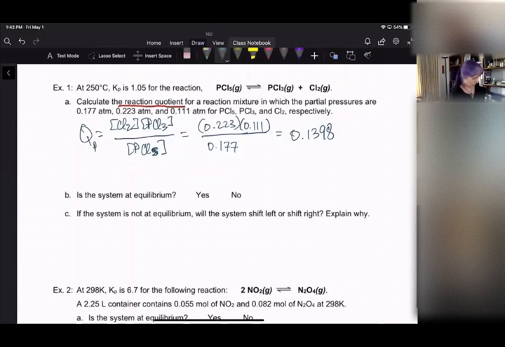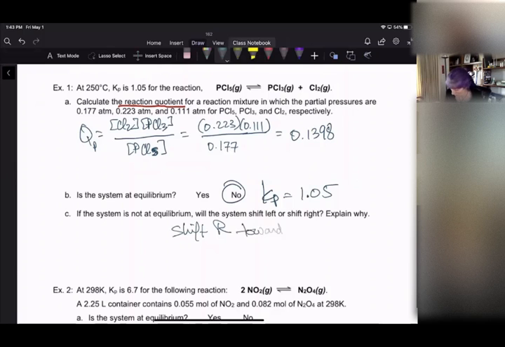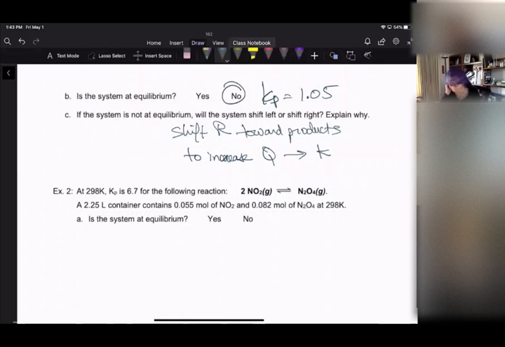Okay, is it at equilibrium? Nope. So which way is it going to go? The Kp is 1.05. It's less, so then it's going to proceed towards products, right? Okay, here's another one.